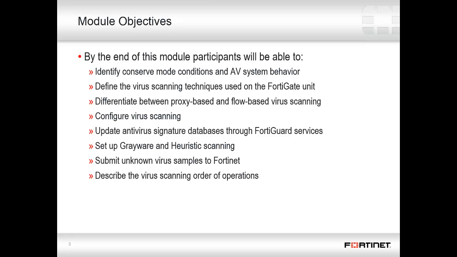By the end of this module, you should be able to identify various conserve mode conditions, define the scanning techniques used on a FortiGate, understand the differences between flow-based and proxy-based scanning, configure antivirus scanning, update the virus databases through FortiGuard, set up grayware as well as heuristic scanning, submit an unknown virus sample to Fortinet, and describe the order of operations involved in virus scanning.